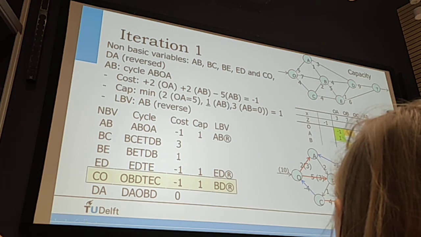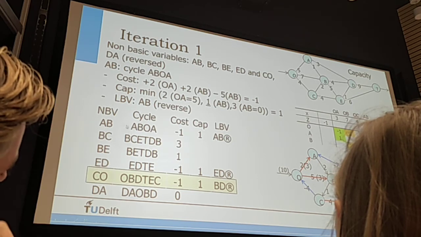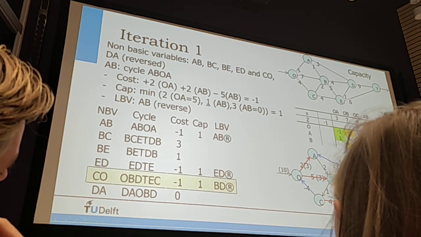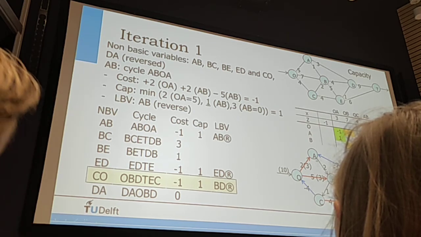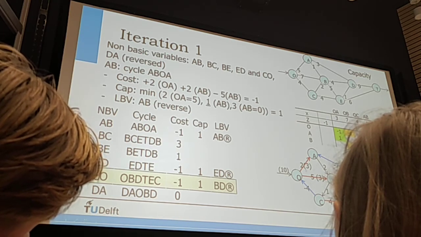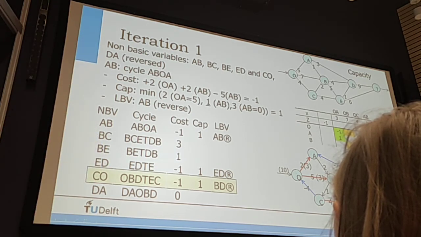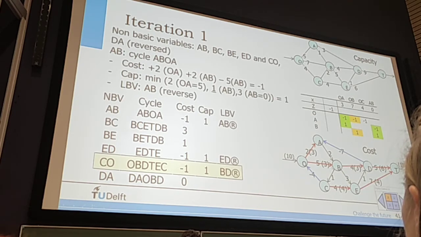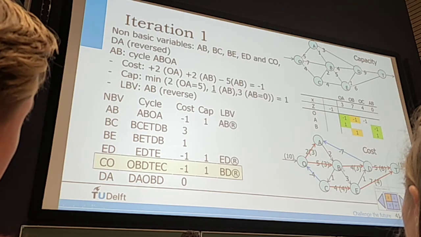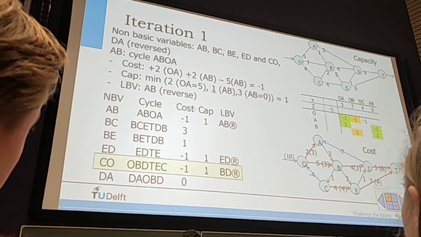So what we do now is look at all the non-basic variables, the non-basic links here, and the cycle we would create if we open these. If we look at AB, then AB would create a cycle ABOA. That would actually reduce the cost by 1. If you use AB, you shift the flow from OB to OA and then to B. So the total cost of that would be 4, which is 1 lower than the cost for OB. So modifying that flow over this cycle would reduce the cost by 1.